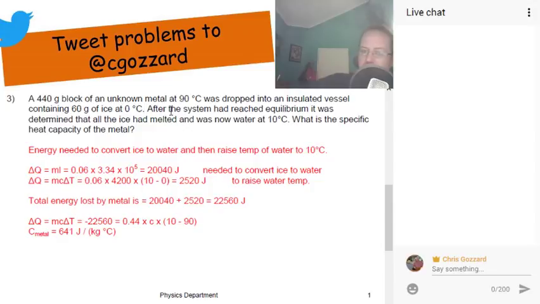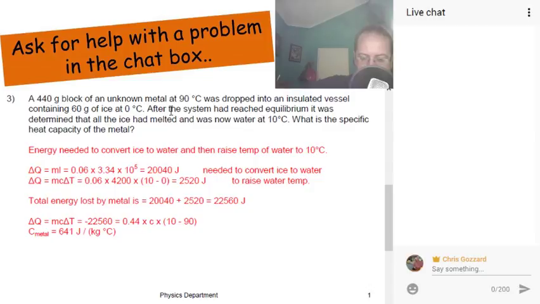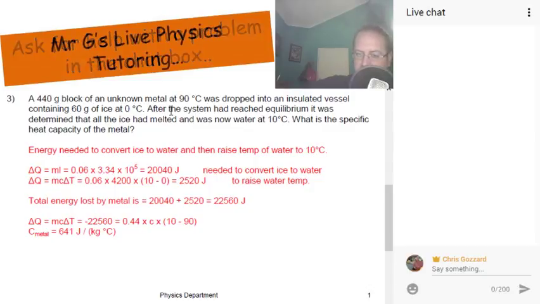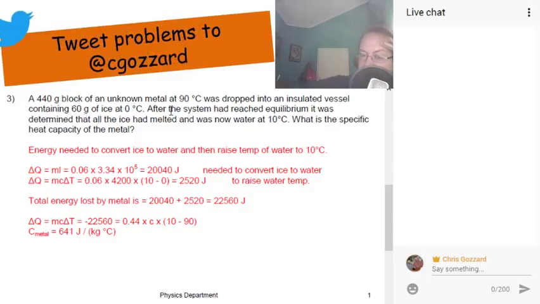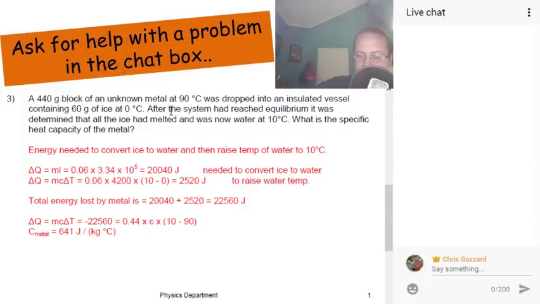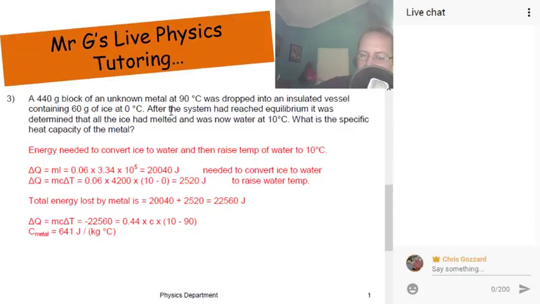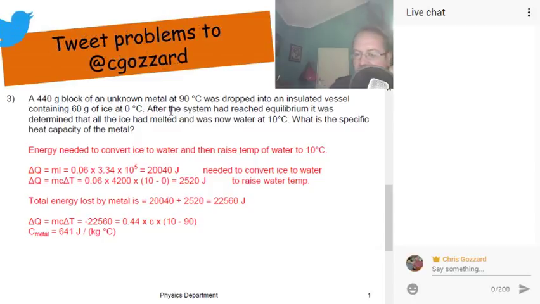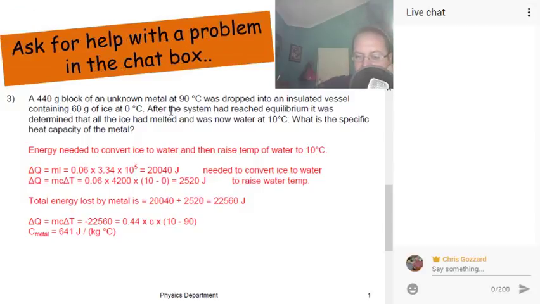Well, two things have happened. Firstly, we needed energy just to convert the ice into water at 0 degrees, and then raise the temperature of the water from 0 degrees to 10 degrees. So first you need to think about the latent heat of fusion of ice, converting from ice to water. Delta Q equals ml. So 0.06 is the mass of our ice, times the latent heat of fusion of ice, which is 3.34 times 10 to the 5. So just to convert the ice into water, we need 20,040 joules.